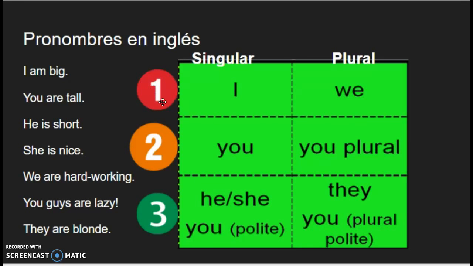So here, first person, that's when a story is told in the I form. Like, I did this today, I did that today. So that's why I is in this row. And since we is really like me and somebody else, that's why we is also considered first person.